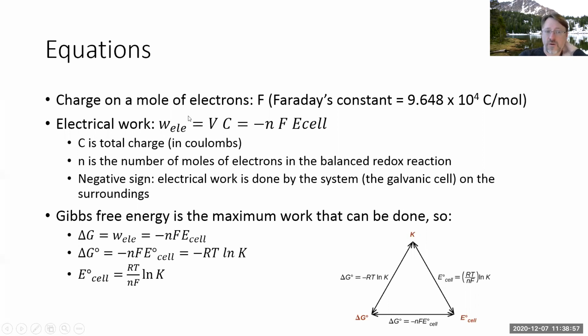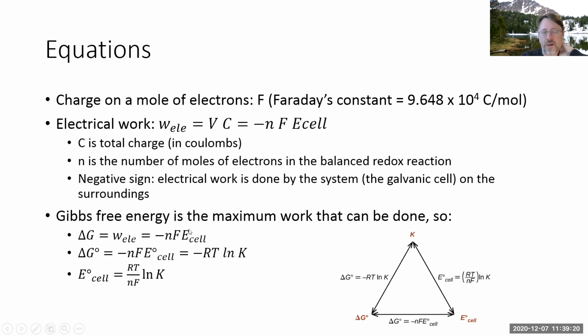If this is the work, well, we said earlier, in last week's material, that the maximum amount of work that can be done by a system is delta G. That's why it's called the free energy. It's the energy that you can take and make into work. So delta G is going to equal this value here, nF E_cell. That should have been a subscript.